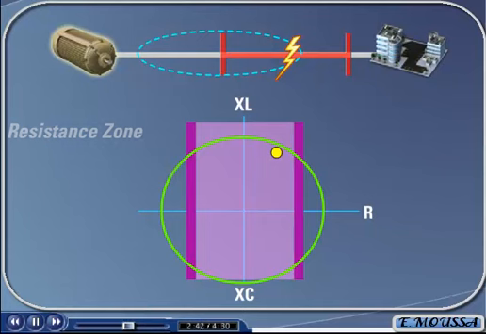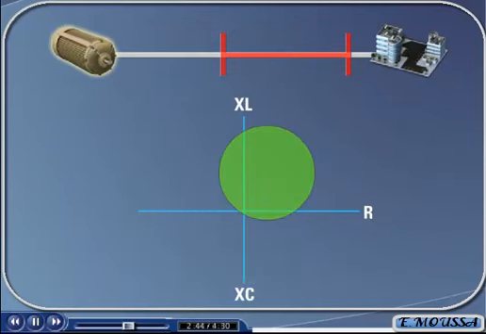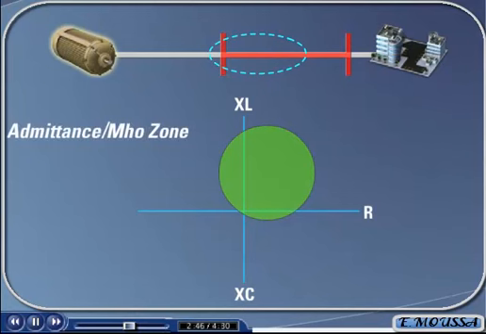The next zone of protection is the admittance zone, or Mho circle zone. A Mho circle zone is the most common type of protection zone that is used in transmission line distance relays. A Mho circle zone detects whenever the impedance of the transmission line falls within the area defined by the circle. This type of zone is inherently directional and will not detect faults that fall in the reverse direction of the transmission line, since that point will fall outside of the circle.